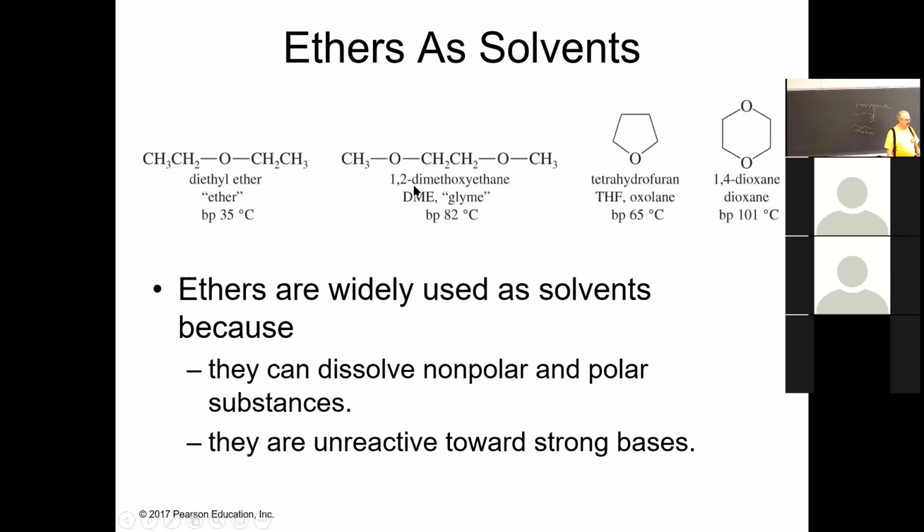Okay, this one is 1,2-dimethoxyethane, abbreviated DME, and it has a common name called glyme. Okay, THF, or tetrahydrofuran, is a cyclic ether. Its IUPAC name is actually oxalane, but commercially it's much more commonly known as THF, or tetrahydrofuran. All right, this one is called 1,4-dioxane. We start counting at the oxygen here, so 1, 2, 3, 4.